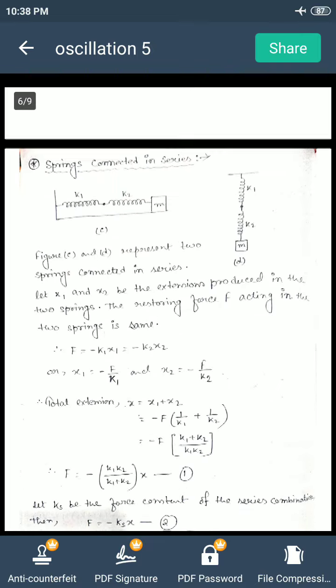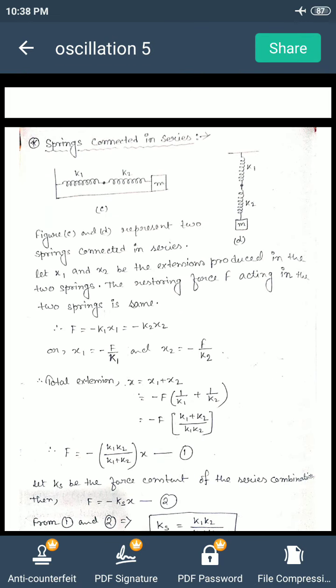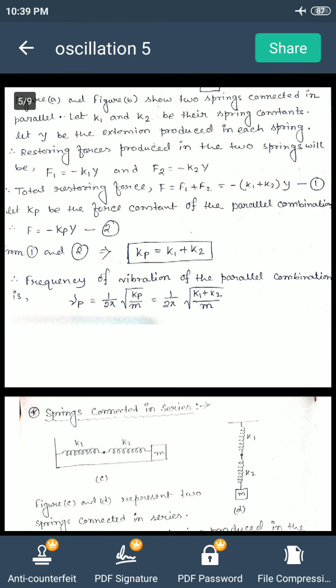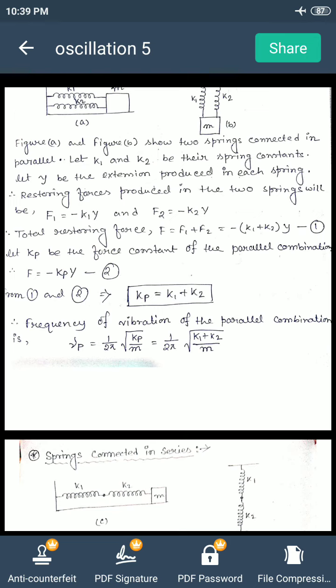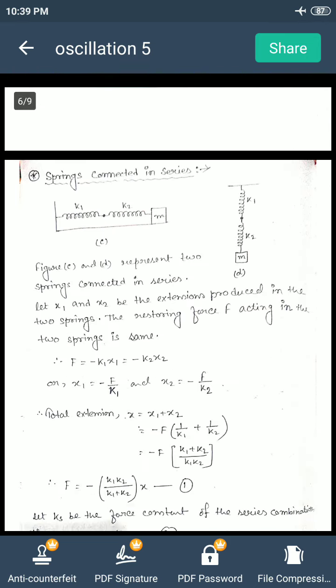Now the series combination. In these two figures you see a series combination. But here the extension produced in the springs will be different. So we can say that for the first spring the extension will be x1, and for the second spring it will be x2. Here the force will be the same, F1 and F2 are equal, but the extensions will be different.